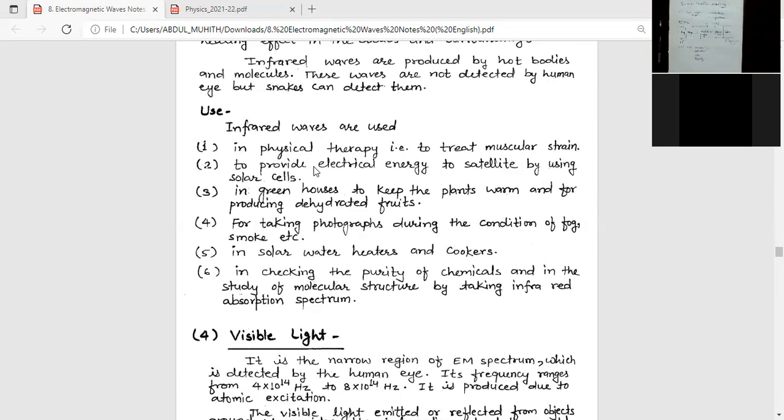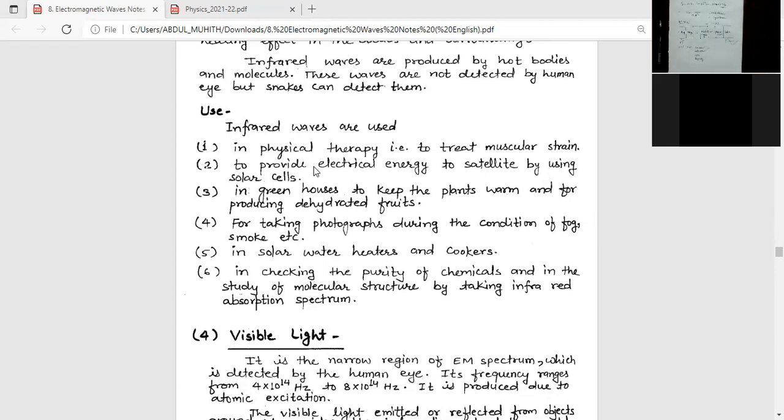In greenhouses, to keep plants warm and for producing dehydrated foods. Greenhouses have a net and a very big dome-like structure. They keep the plants in it, and the plants are kept warm because they want to trap the infrared waves to produce the fruits.